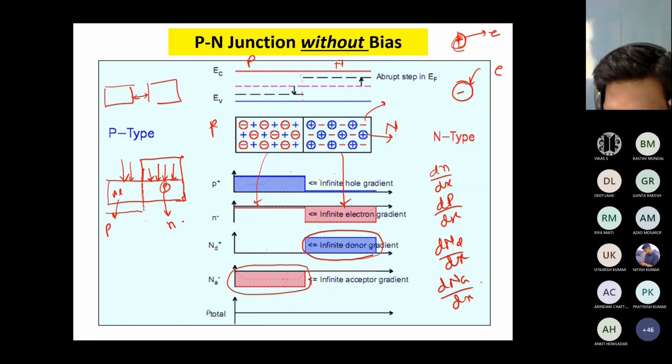Diffusion. Good. What do you mean by diffusion? You already know that if there is a concentration gradient, then the particles will move from the higher concentrated area towards the lower concentration area to make a uniform distribution. This is what diffusion is. So accordingly, what can we expect from here?